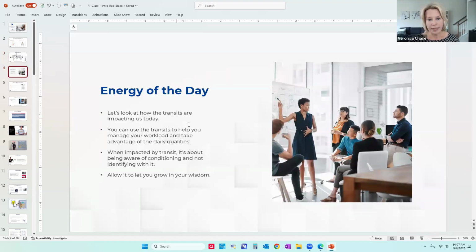So I like to begin all of my sessions with the energy of the day. This is about looking at the transits and how they might be impacting us today. You can use the transits to help you manage your workload, take advantage of the daily qualities. The one thing to know is we're not all living the same life at all, right? An obvious statement, but the transits are out there and they're happening, but the way in which each of us is impacted will absolutely vary on a whole host of factors, not the least of which is what is in your design and where are the connections, where are the challenges, what's happening.